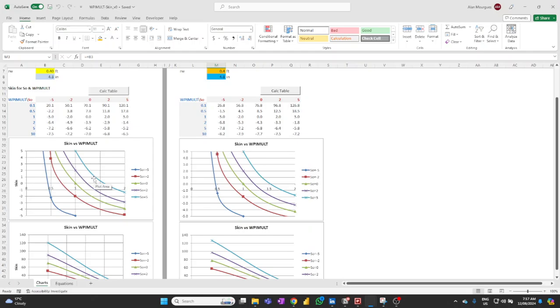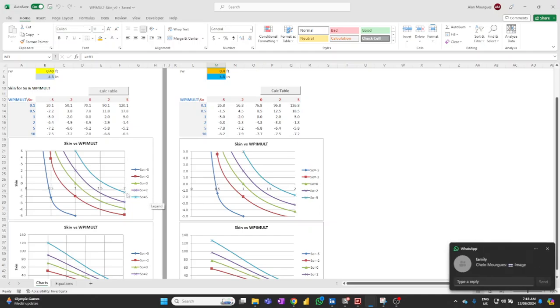For example, if the initial skin was 5, so S0 equals 5, that means let's move along this curve, okay? So your initial skin was 5, and what this means is if you apply a multiplier, a WPIMULT of 2, so we move to this axis, that is equivalent to having a final skin of somewhere in the region of minus 1.5, starting from 5, right? So we double the productivity. We went from skin 5 to final skin minus 1.5.